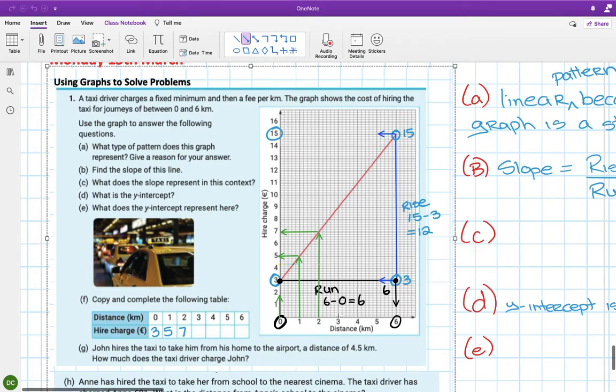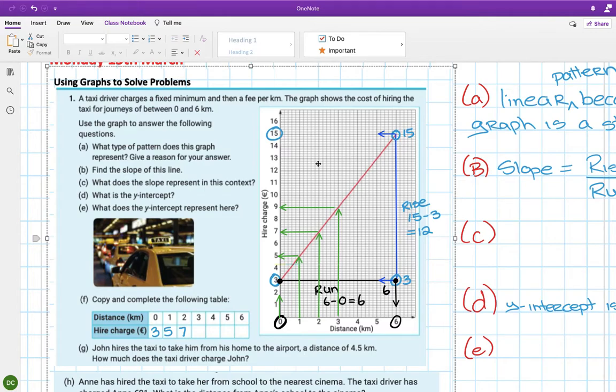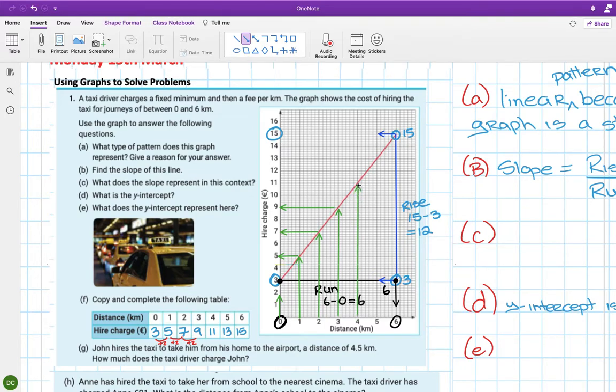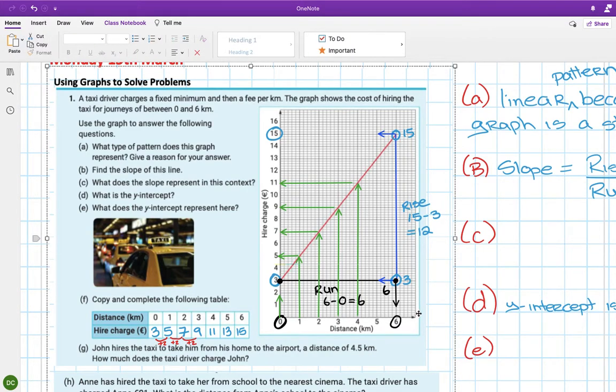For 3 kilometers, we go up and then go across, and we get €9, sorry, for 3 kilometers. So hopefully now you can see the pattern. Each time this is going up by 2. So 4 kilometers should be 11, 5 kilometers should be 13, and 6 kilometers should be 15. Okay, and if you check that with your graph, I won't do them all, but for 4 kilometers, it should be 11. So we go up, hit the graph, go across, 11. Yeah, and so on for 5 and 6.